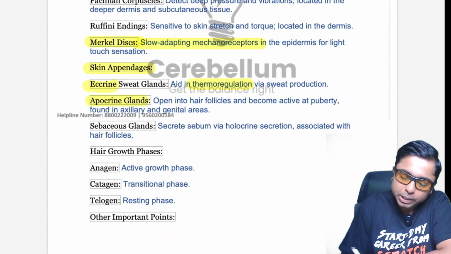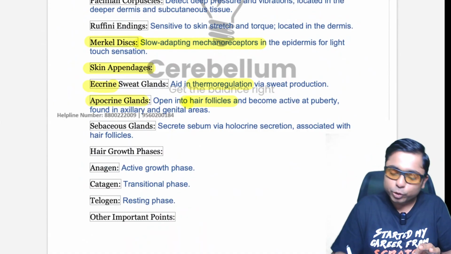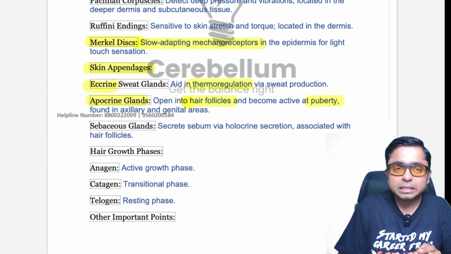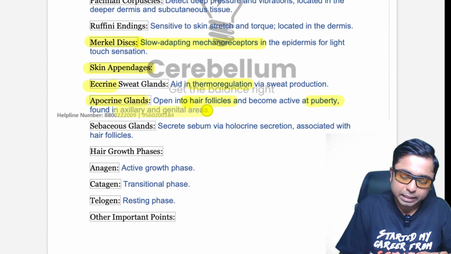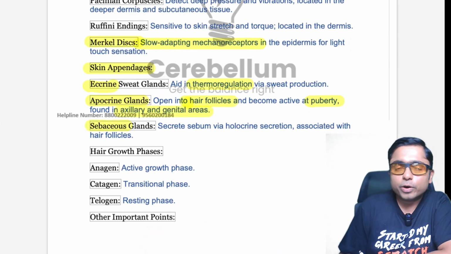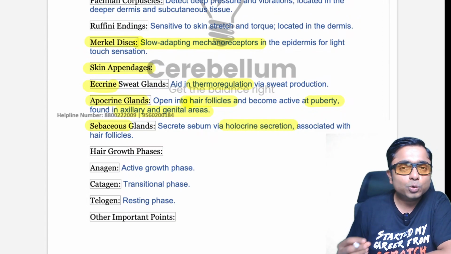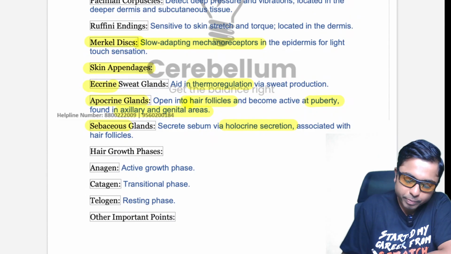Apocrine glands open into the hair follicles, and they are going to become active during puberty, and they are present in the axilla, areola and in the genital areas. Sebaceous glands, remember, they are going to produce sebum, and they produce their secretions through the holocrine method, and they are going to open along with the hair follicles.